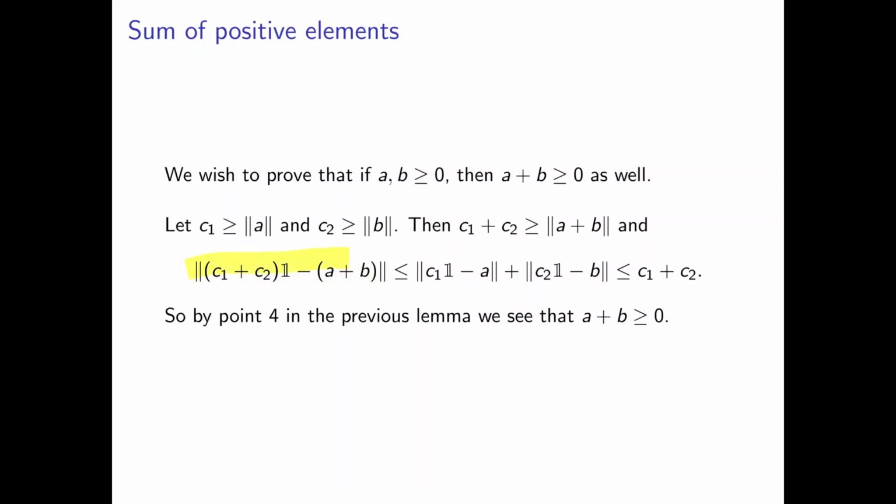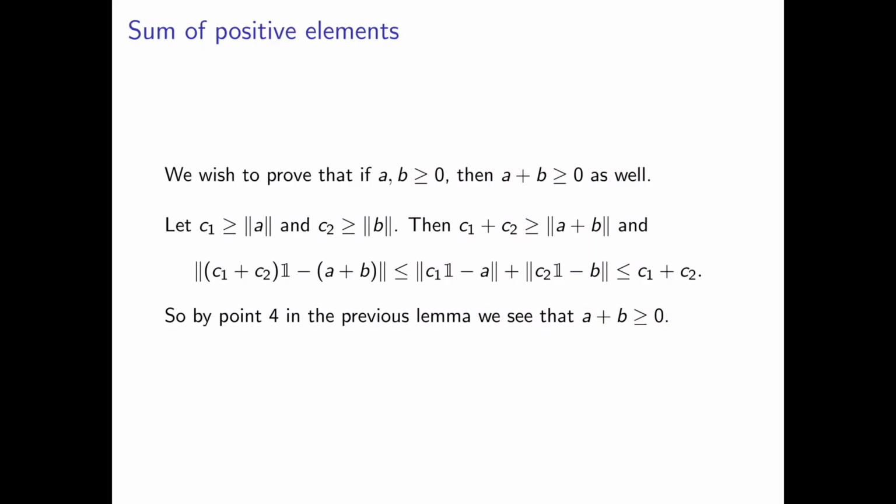So we just rearrange this a bit and use the triangle inequality to claim that this is, of course, less than or equal to the norm of C1 times the unit minus A plus C2 times the unit minus B. And then once again, due to the fact that we know that A and B are positive, we know that this is less than or equal to C1, and we know that this one is less than or equal to C2. And thus, this sum is less than or equal to C1 plus C2, which we had here. And from this, we see that A plus B must be greater than or equal to 0, or A plus B must be a positive element.